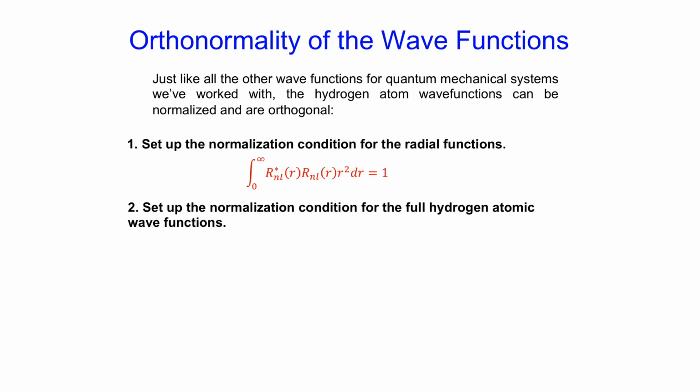So the next question for you is to set up the normalization condition for the full hydrogen atomic wave functions. The first one we just zeroed in on the radial functions. Now let's look at the normalization condition for the full hydrogen wave function. So here we want to include the spherical harmonics in our function. Take a minute, pause the video, and see if you can put together that normalization condition that we'd want to use for our full hydrogen atomic wave functions.